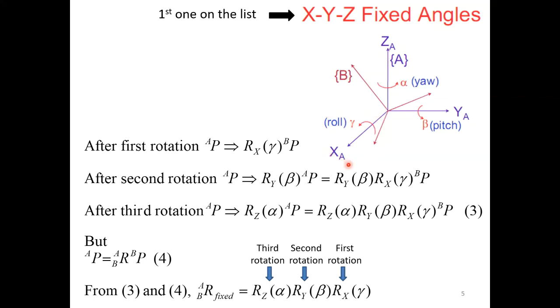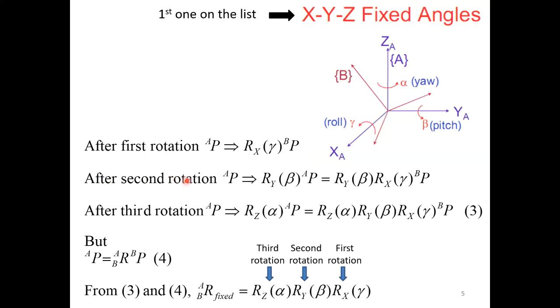So let's focus on the first rotation. After the first rotation, a vector which belongs to the rotating frame, let's say it is BP, you write it like Rx gamma BP. Straightforward, right? The rotation matrix is Rx gamma. The first rotation is around x-axis. So now the vector is AP, right?